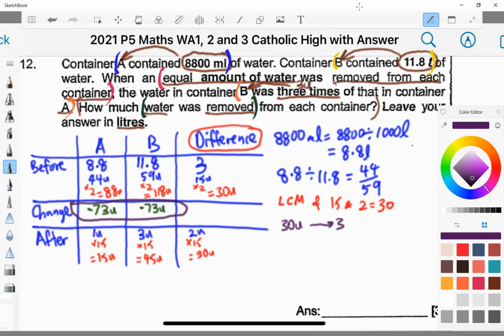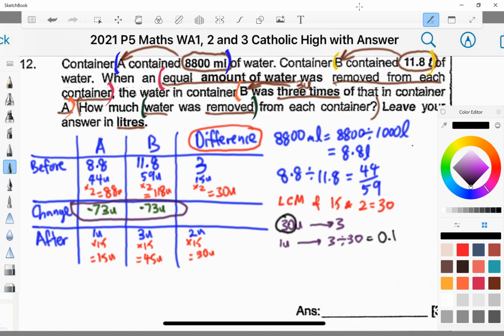And I'll always need to find out what is 1 unit. So I will take 3 divided by 30. And why is it 30? Because, like what I've just done for you, I've circled the 30. So 1 unit will just be 3 divided by 30. And what would that be? 3 divided by 30, our answer is 0.1, which means that 1 unit represents 0.1 liters.